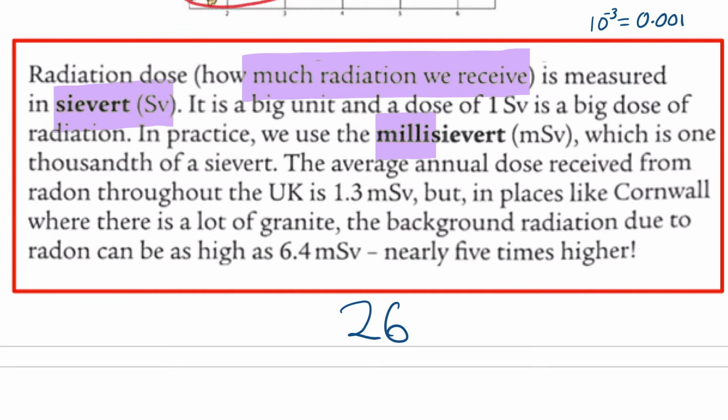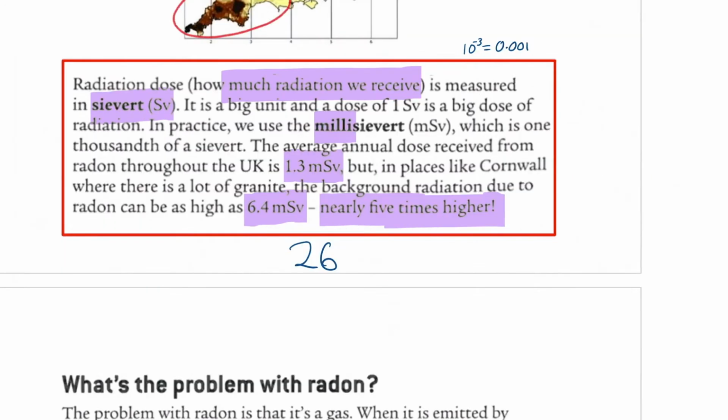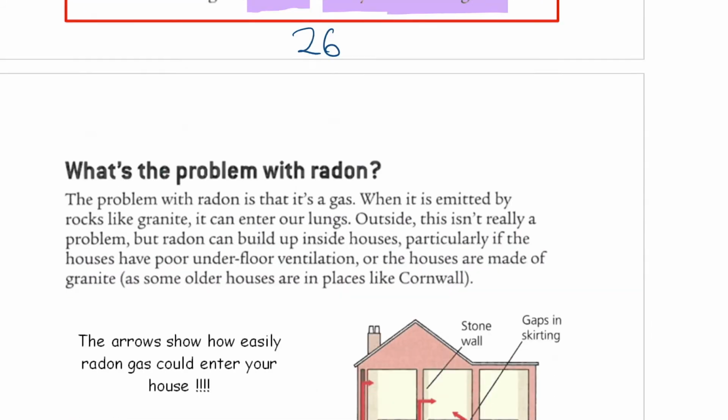So the average annual dose received from radon throughout the UK is 1.3 millisievert. But in places like Cornwall, where there's lots of granite which produces radon, it can be almost 4 or 5 times higher, 6.4 millisievert, yeah, nearly 5 times higher. Radon gas.